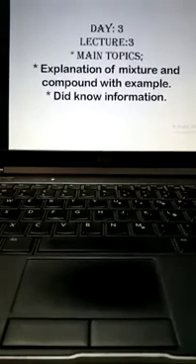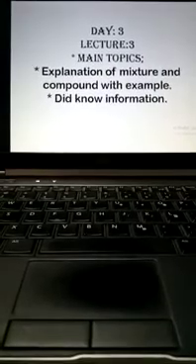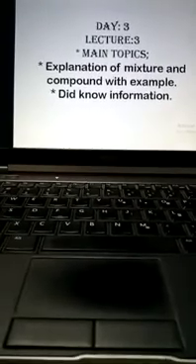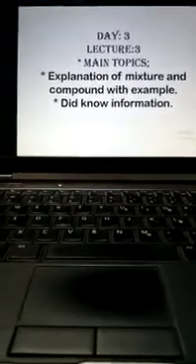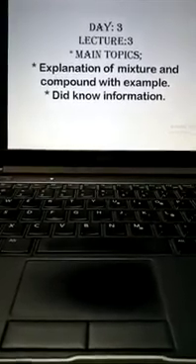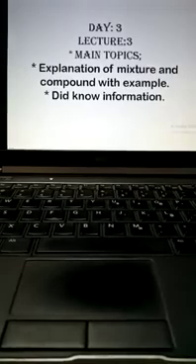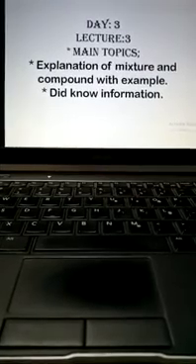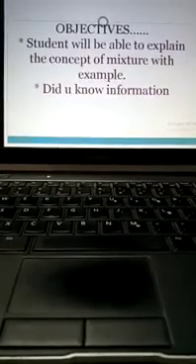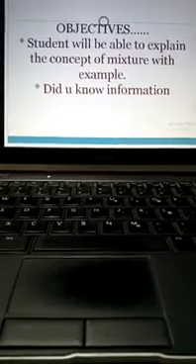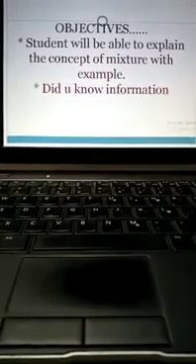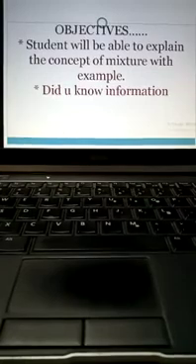In the day 3 lecture we will discuss the explanation of mixture and compound with examples and "Did you know" information. Students, this chapter belongs to element, compound and mixture. In the whole chapter we will discuss mixture, compound and element, and "Did you know" information. Now let's move on. First of all, we will discuss the objectives. Students will be able to explain the concept of mixture with the help of examples and "Did you know" information.